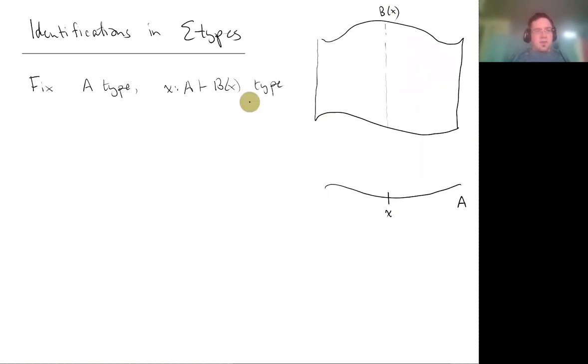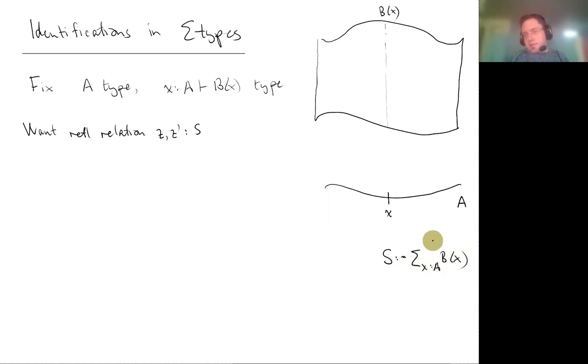Okay, so what we want is a relation. And in fact, we've seen that to use path induction, it's very nice to have a reflexive relation. So we want a reflexive relation that depends on two elements of the sigma type. So for this section, I'm going to define S to be the sigma type, so S is the sigma type over x in A of B of x.